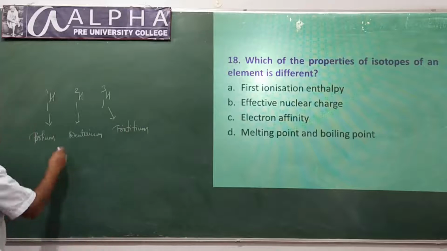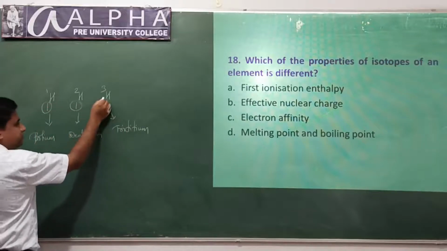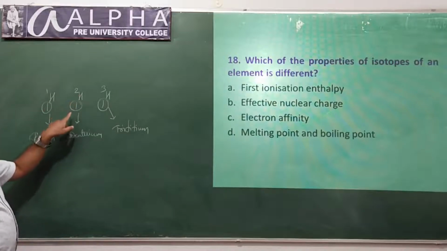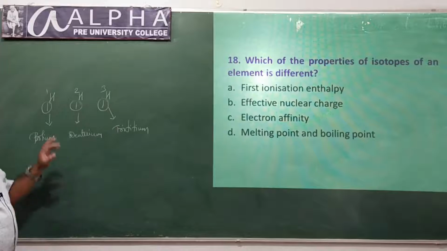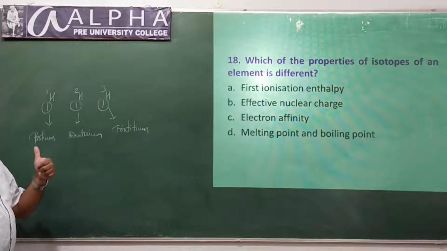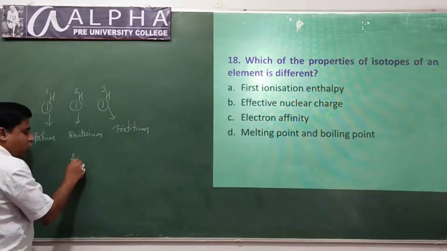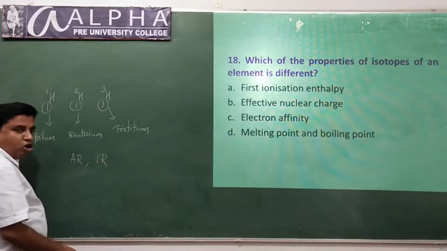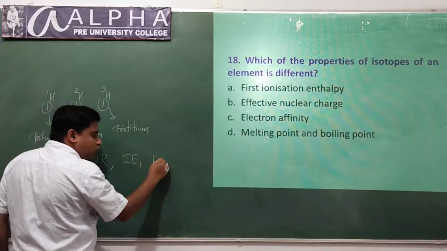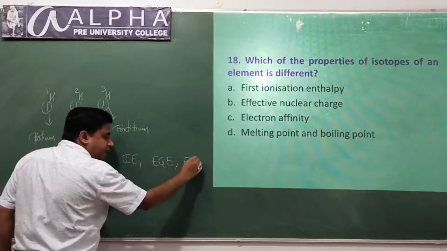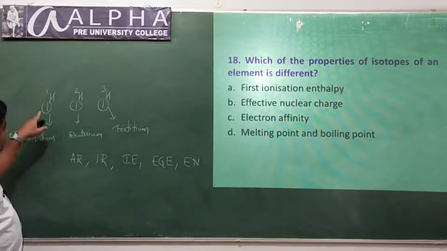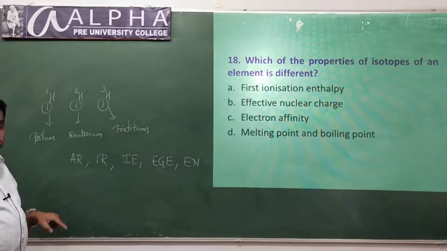Look at here. They all have the same atomic number. What is the atomic number of protium? 1. Deuterium? 1. Tritium? 1. They have the same atomic number. If they have the same atomic number, they'll have the same atomic radius, the same ionic radius, the same ionization enthalpy, the same electron gain enthalpy, and the same electronegativity. Am I correct? Because they have the same atomic number.